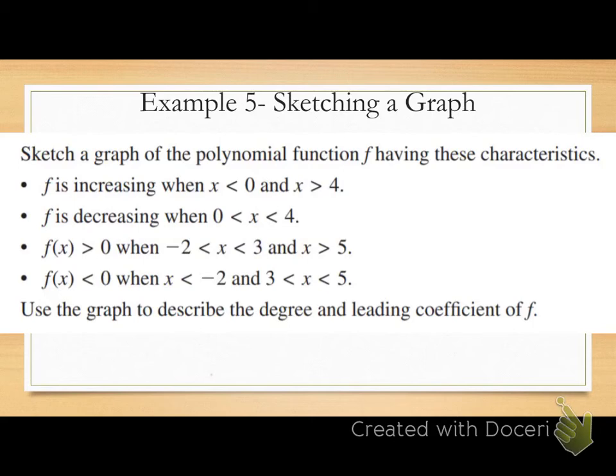So once again, what do we treat f of x like? Our x values or our y values? Our y values, right? So we can read these bottom two characteristics as, my y values are greater than 0, and my y values are less than 0 when so on and so forth. Okay? So keep that in mind. Can I go ahead and go on to the graph?